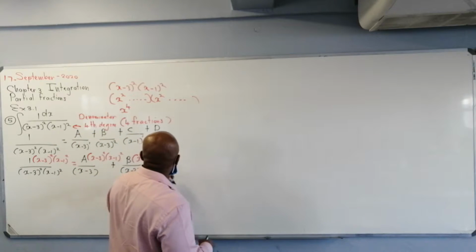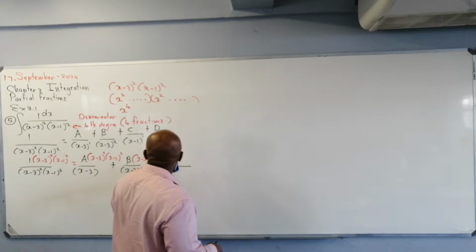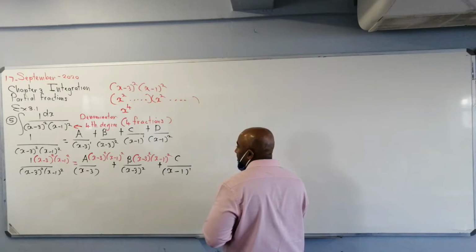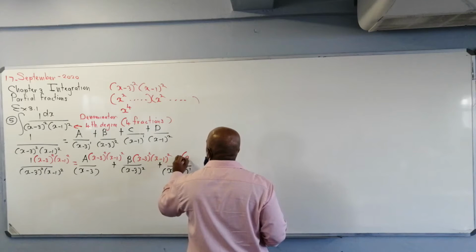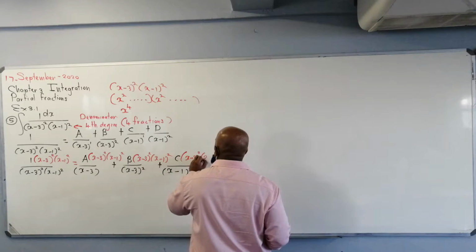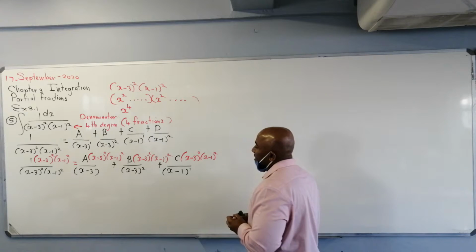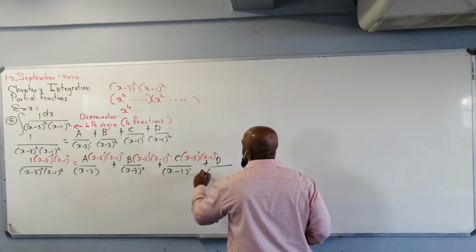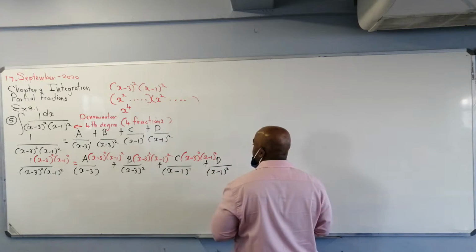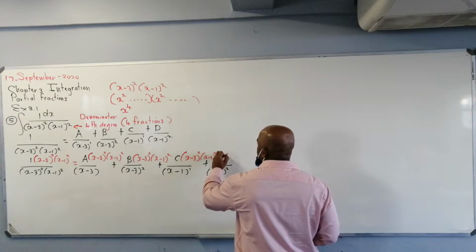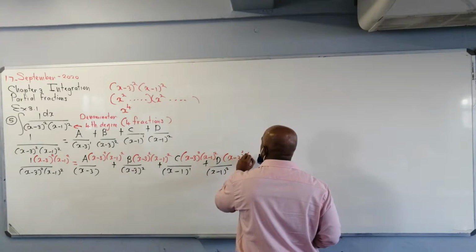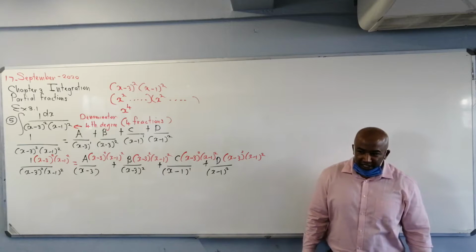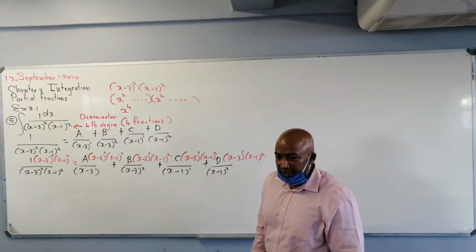Then we have plus C all over (x − 1), multiplied again by (x − 3)² (x − 1)². And then finally, the last one there is plus D all over (x − 1)². So we got (x − 3)² (x − 1)². Alright, it takes long to write this down, but there's nothing difficult about this here.